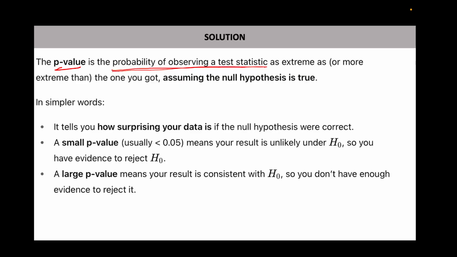If I explain that in simpler words, it tells you how much is the probability of your null hypothesis being correct. So the smaller the p-value, the more your result is unlikely under the null hypothesis, so you will have the evidence to reject the null hypothesis. If you remember the previous question, our p-value was 0.028, in which case we rejected the null hypothesis. Say your alpha value is 5%, which is 0.05.